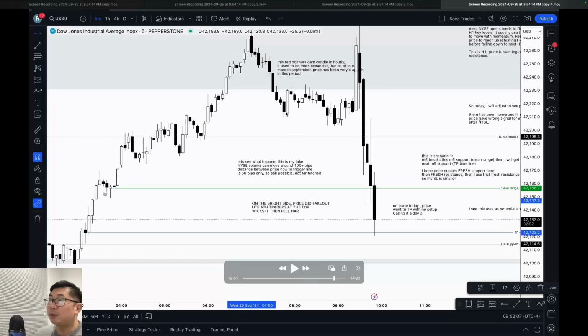A week ago, 2 weeks ago, 3 weeks ago, in September, even in August, even a few months before, I would have taken this. When price closed here, that means price has clearly broken that 5-minute support with a body, with conviction. I would have entered here for a short.